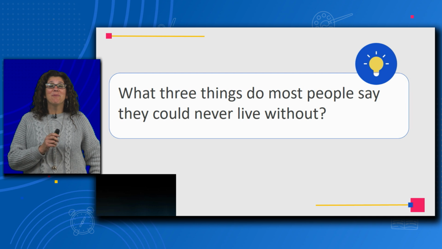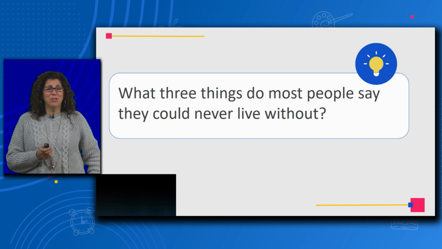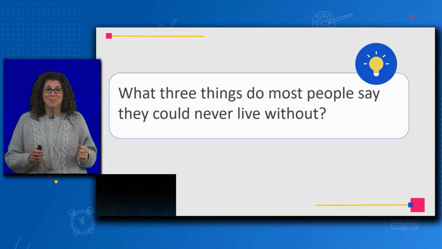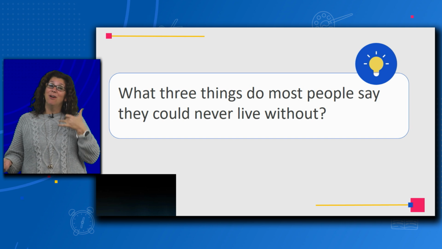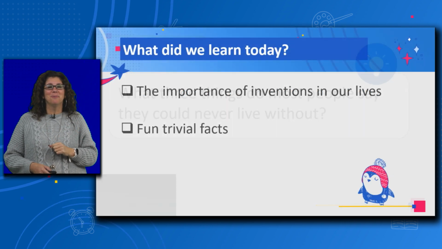So, what 3 things do most people say they could never live without? Actually, if you think about it, it's pretty logical. We can't live without our light bulb. We can't live without our car. And we can't live without our phones. 3 things that people say they could never live without.